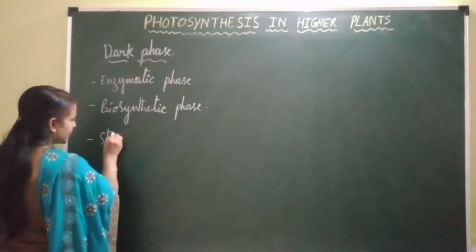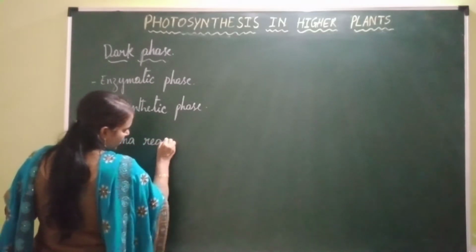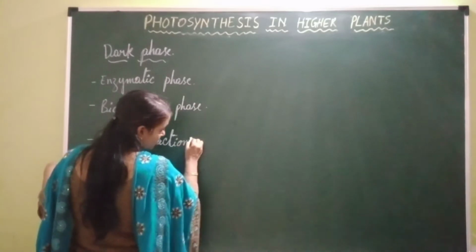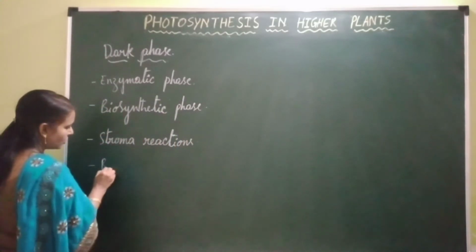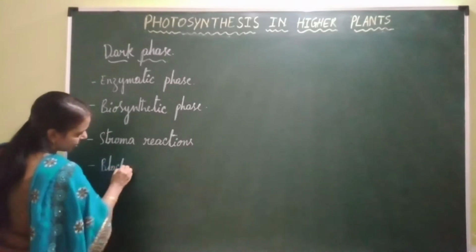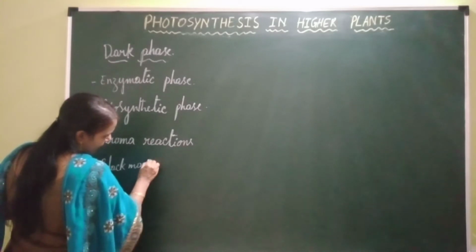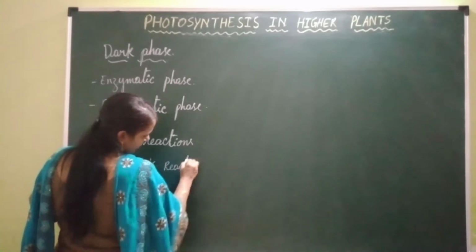It is also called as stroma reactions, because this dark phase occurs inside the stroma of chloroplast. Hence these are also called as stroma reactions. It is also called as Blackman's reactions. The scientist Blackman found that dark phase occurs in plants. So these are also called as Blackman's reactions.